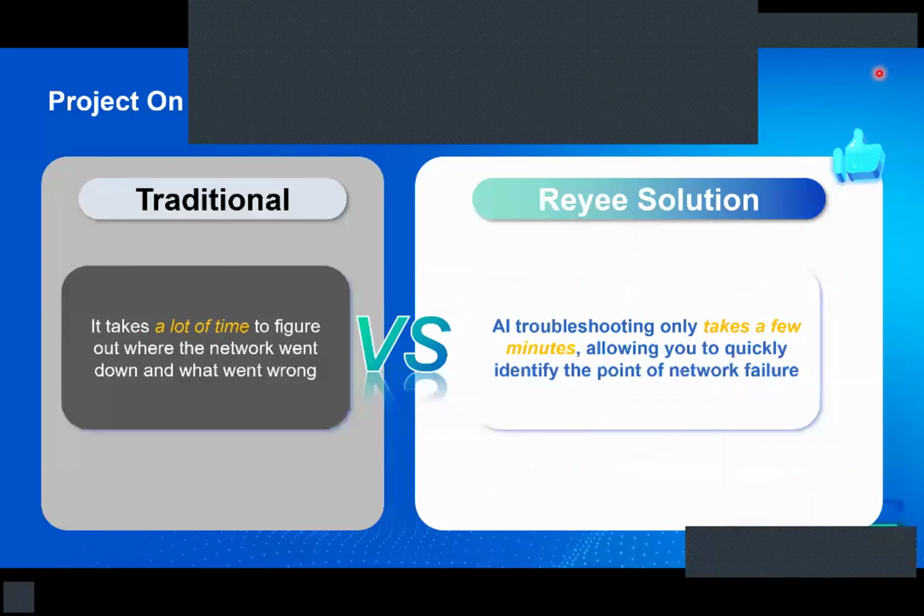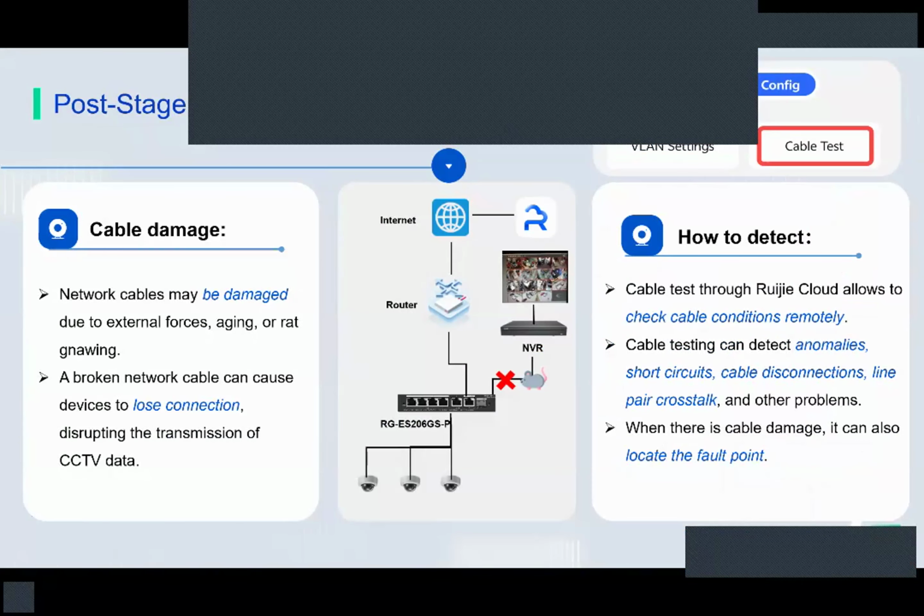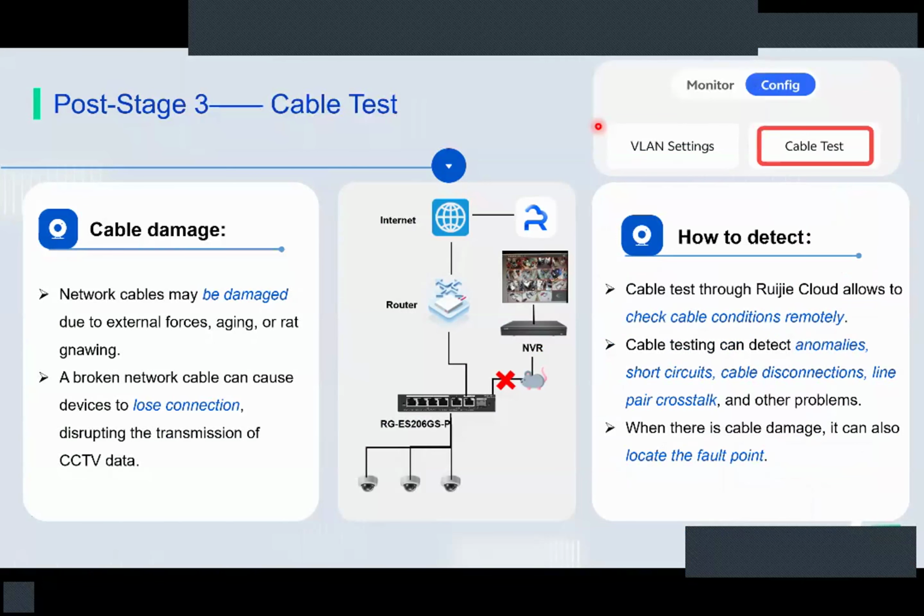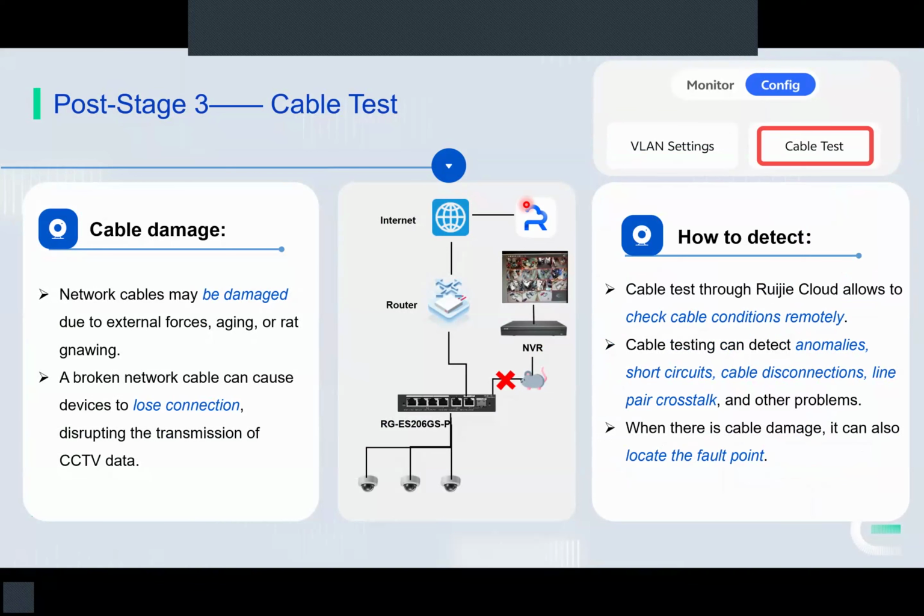Okay, and the next part is the cable test. Yeah, sometimes a customer gives feedback that the internet is offline, but after we troubleshoot, it's not the device problem, it's the cable. So if we have a cable test, we can quickly find out if the issue is from the device or from the cable. Okay, so it will show you whether the cable is good or not.